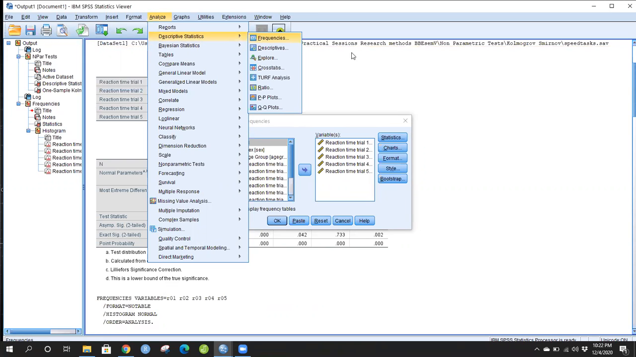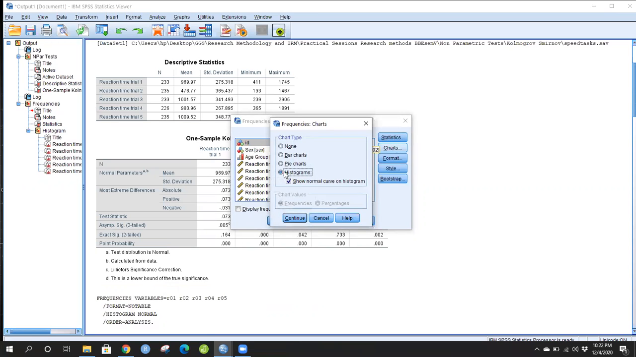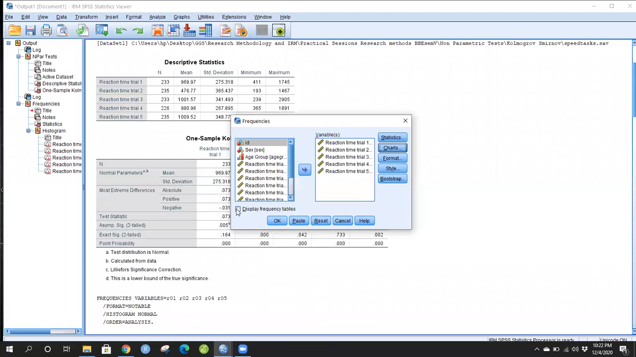The moment you open Frequencies, such a table will pop up. In this table, pass on the variables on which you are interested in looking at the normal distribution curve. And then we go to Charts. I'm interested in the histogram with the normal curve on the histogram. Continue. You can opt out from looking at the frequency tables because I'm just going to have a look at the data.